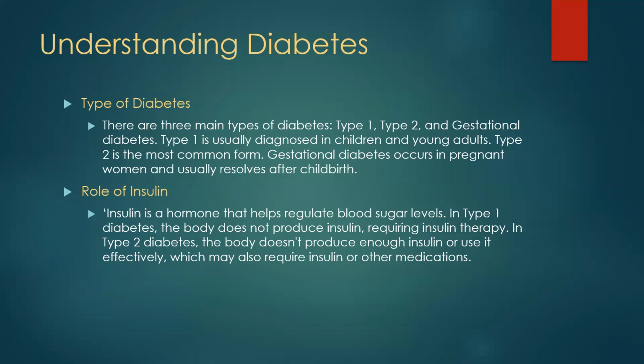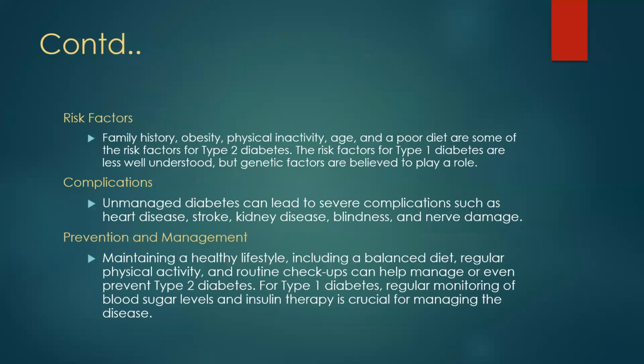The body doesn't produce enough insulin or use it effectively, which may also require insulin or other medication. When we talk about risk factors, family history, obesity, physical activity, age, and poor diet are some of the risk factors of type 2 diabetes. Even pollution is a risk factor of diabetes, because you will develop COPD, and then you will develop asthma, then you will become physically inactive, and then diabetes will be there. So there are various pathways.